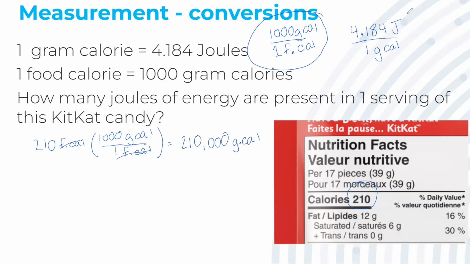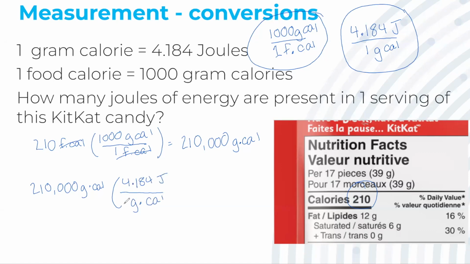Then if I wanted to figure out how many joules that is, I'm going to use this conversion. So 210,000 gram calories, and then it's 4.184 joules per gram calorie. So calculator for this one, 210,000 times 4.184.